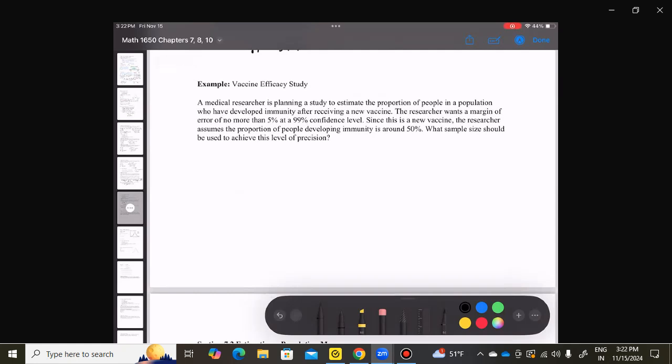In a study for vaccines, a medical researcher is planning a study to estimate the proportion of people in their population who have developed immunity after receiving a new vaccine. The researcher wants the margin of error to be no more than 5%. So E equals 0.05 at 99% confidence level. Since this is a new vaccine, the researcher assumes the proportion of people developing the immunity is around 50%. So your estimate of p you can put at 50 or you can leave it blank. I'll do both to show what sample size we should use to achieve this level.